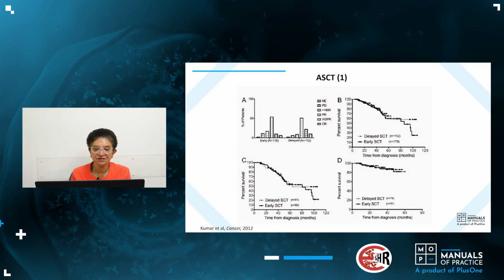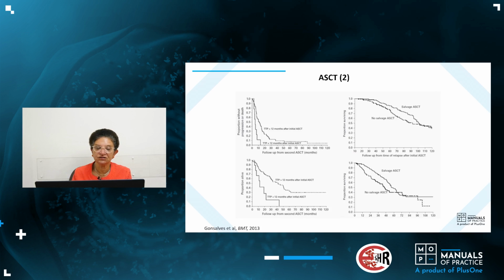This is how stem cell transplant was looked at after frontline therapy in 2012. It has been shown that with the use of immunomodulators, a delayed stem cell transplant gave almost the same percent of survival as early stem cell transplant. This is with the use of immunomodulators. How about the use in the relapse setting? This was in first line.